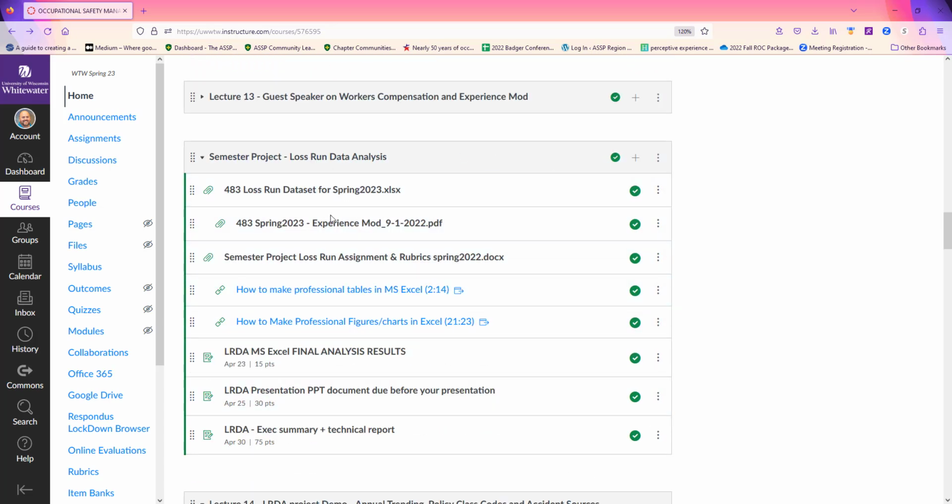So here is the module for the assignment. This is the data you're going to be analyzing. This is a supplemental document that breaks down the experience modification rating, which you've never had before. And so we get to do a deep dive. Not right away, but probably after the second week, we'll be looking a little bit deeper into it. Here's the assignment. I've got some short videos here to help you create professional tables and charts.